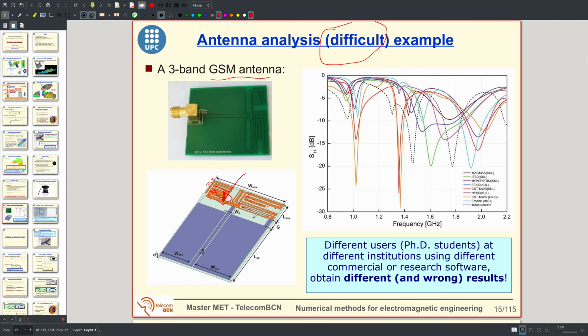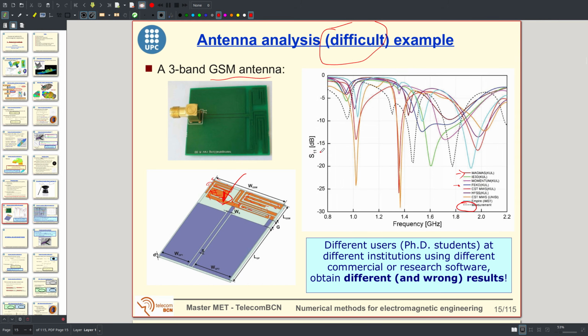And the users here were students, normally graduate students, most of them PhD students, working at different research groups, and they use different commercial software like this: Magmas, IE3D, Momentum, FECO, CST, HFSS, CST again, Empire. All these are different numerical modeling softwares. Okay, and compare with measurement, which is the black dash line.